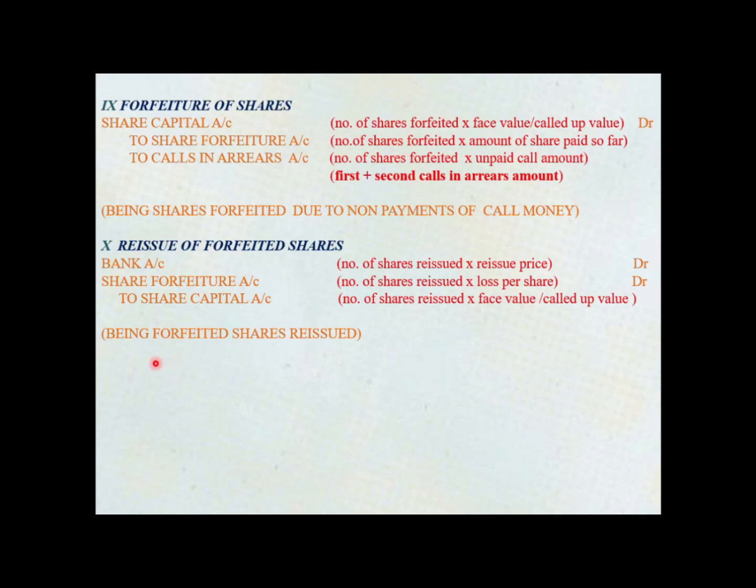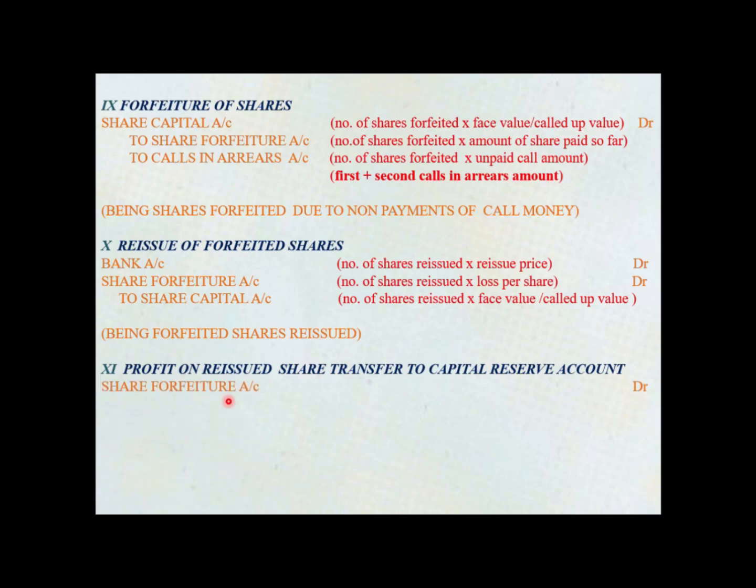Now the profit on reissued shares is transferred to capital reserve. So our next transaction is profit on reissued share transferred to capital reserve account. And our last entry is share forfeiture account debit to capital reserve account.